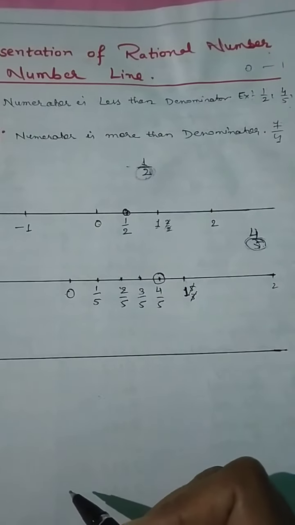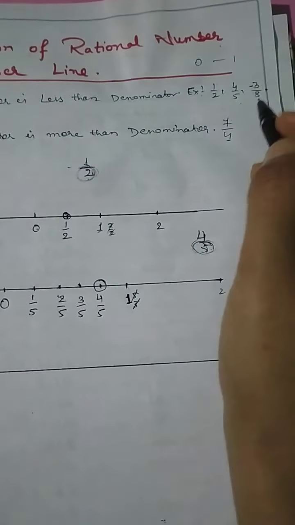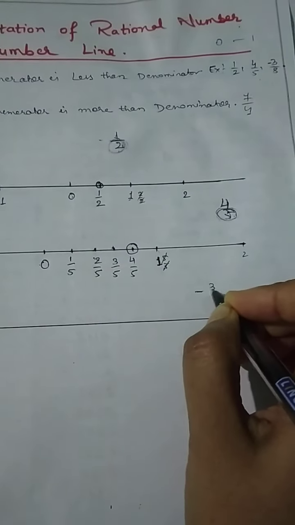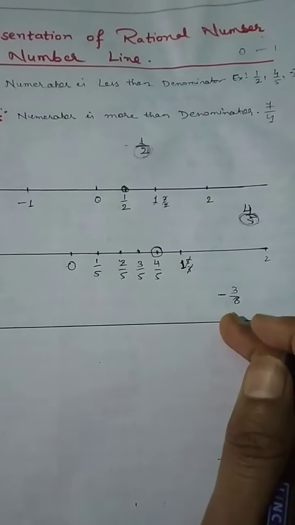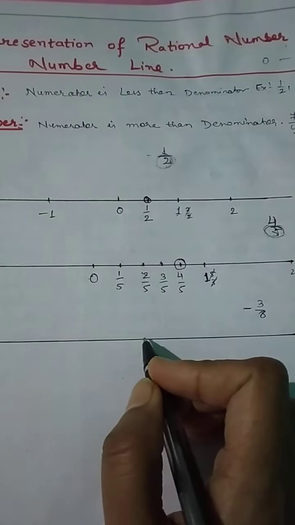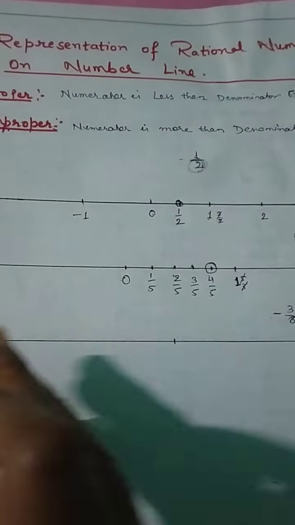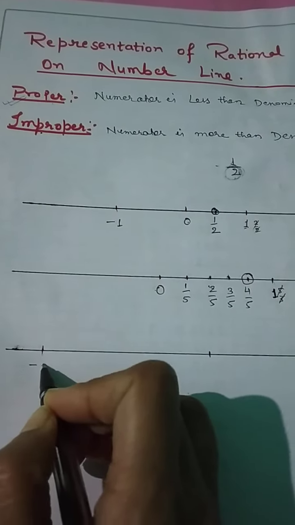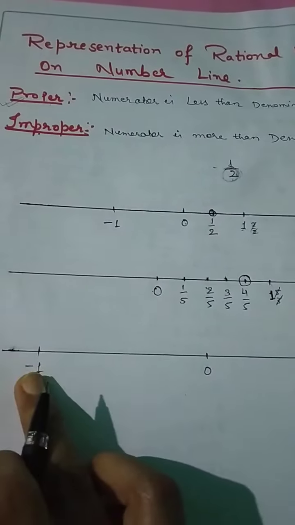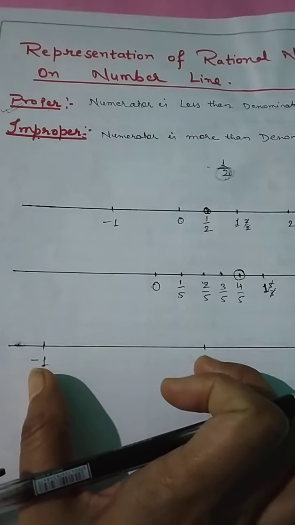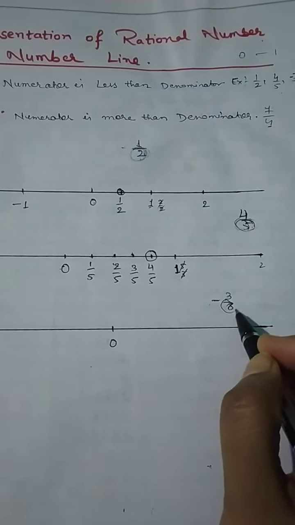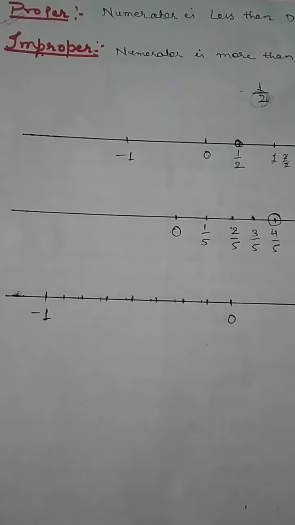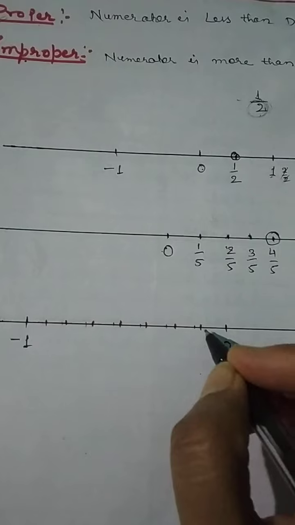This point. Got it? Now suppose you have to plot minus 3 by 8 on the number line. This is also proper. So this is negative. So we will take 0 to minus 1. Minus 1 we will take here. This much. Why have I taken a little bigger distance? Because the denominator is 8. We have to divide this into 8 equal parts. You can see we have divided this into 8 equal parts.